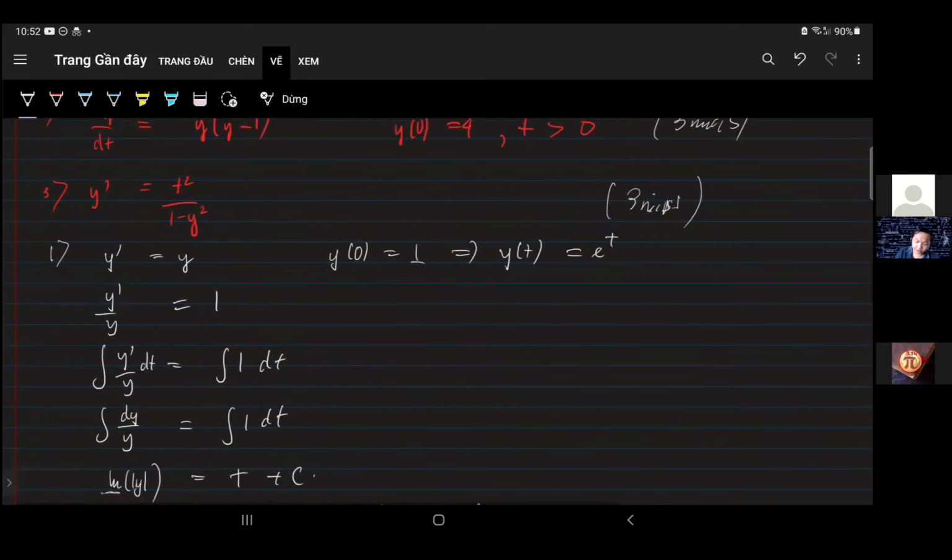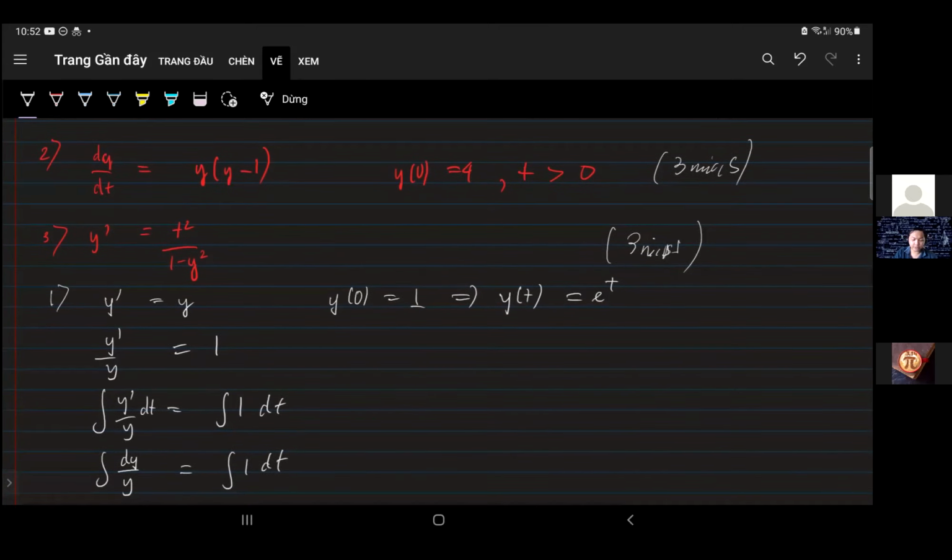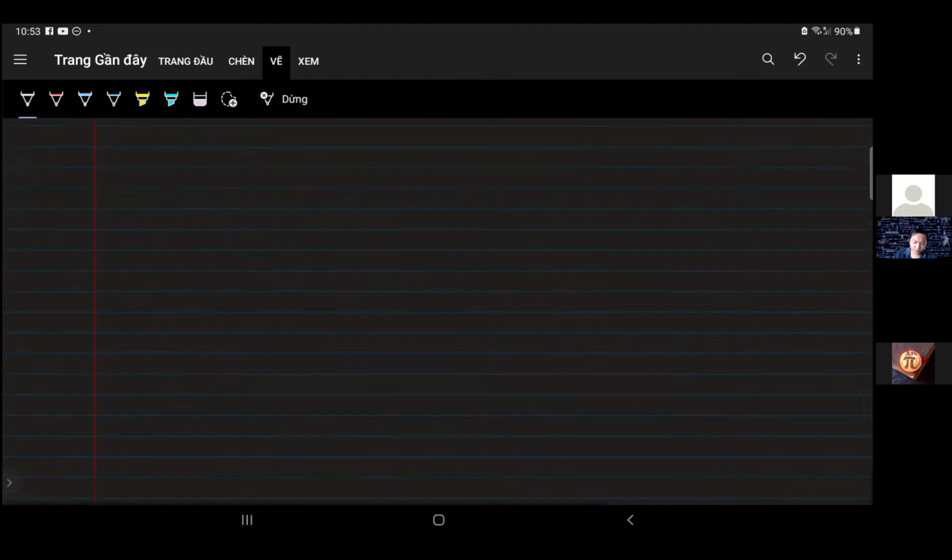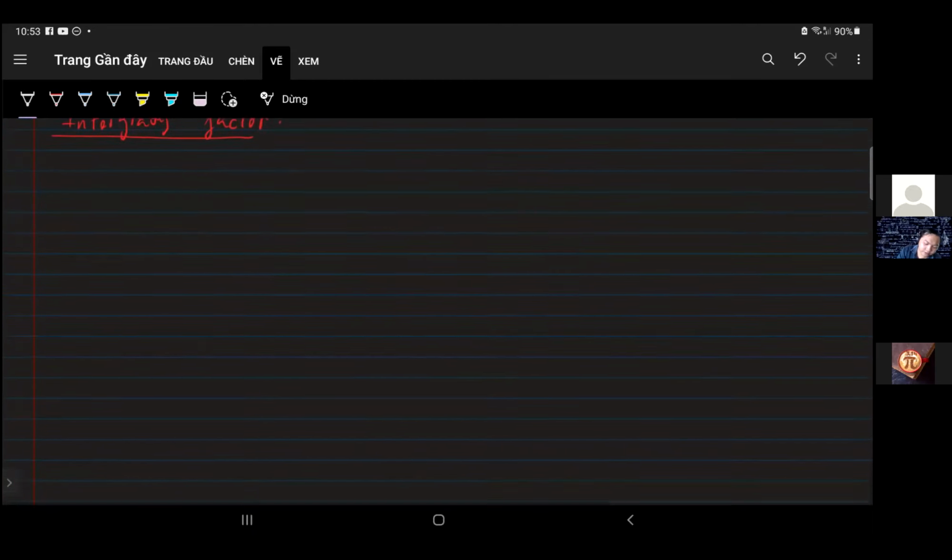I don't have much space left. Okay, so let's do the second one, and again you have 3 minutes. Maybe I will give you a hint before doing the second one. The hint for the second one is called partial fractions.